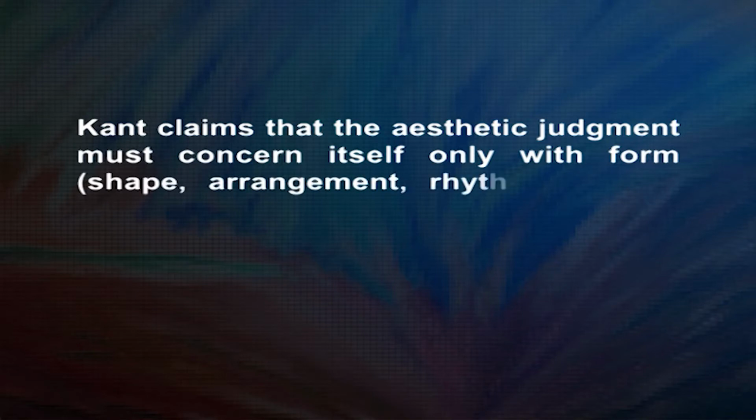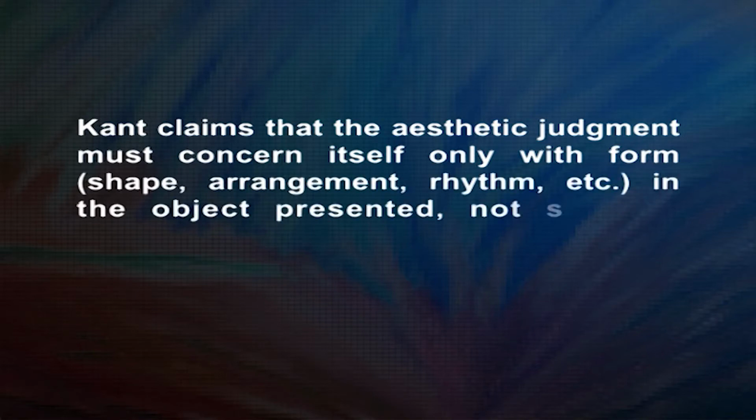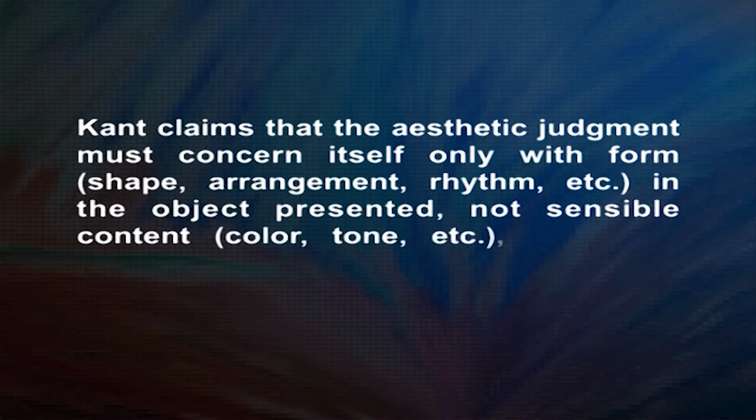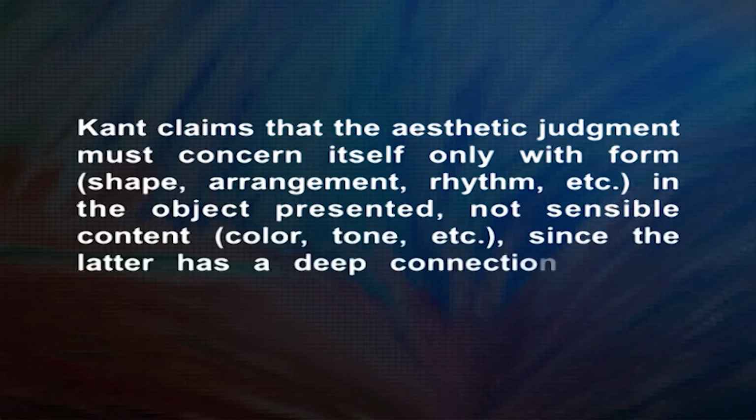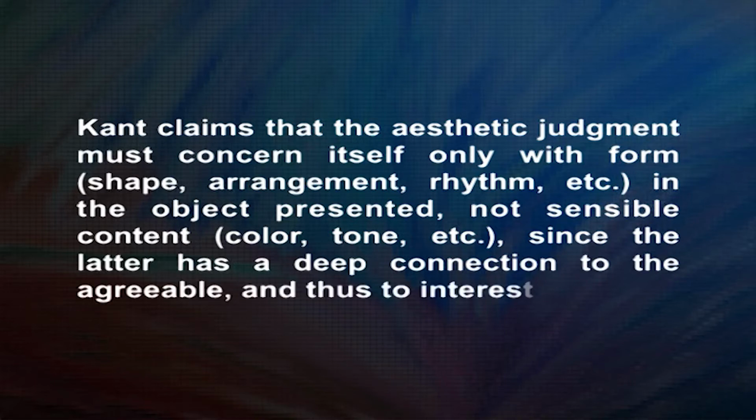Your wish to own a beautiful object because you derive pleasure from it is not an aesthetic judgment. The judgment results in pleasure rather than pleasure resulting in judgment. Kant claims that the aesthetic judgment must concern itself only with form, shape, arrangement, rhythm, etc. in the object presented, not sensible content, color, tone, etc., since the latter has a deep connection to the agreeable and thus to interest. Kant can thus be considered as the founder of formalism in modern aesthetics.